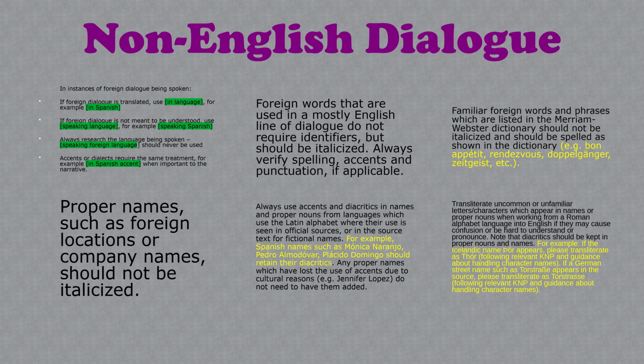Speaking foreign language in square brackets should never be used. Accents or dialects require the same treatment. For example, in Spanish accent in square brackets when important to the narrative. Foreign words that are used in a mostly English line of dialogue do not require identifiers, but should be italicized. Always verify spelling, accents, and punctuation, if applicable.